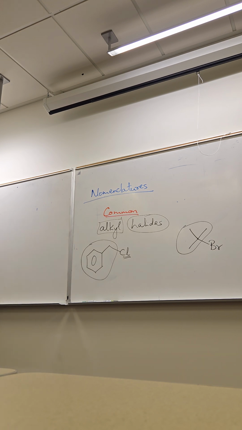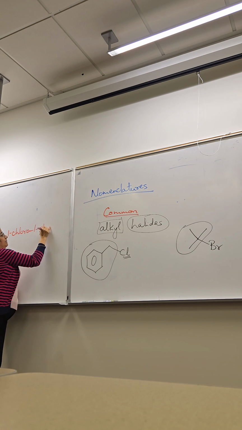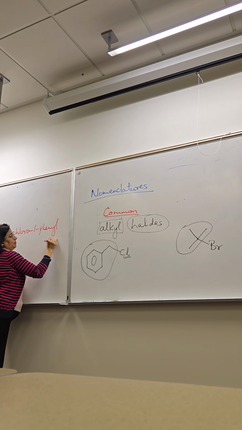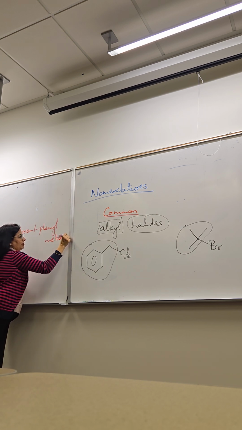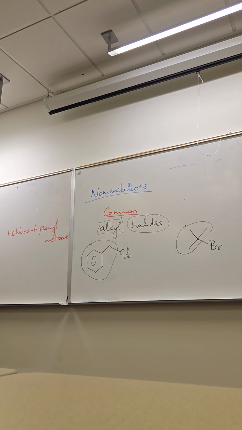So, what would be the IUPAC name for benzyl chloride? I'm ready. One phenyl. C comes before P. 1 chloro, 1 phenyl. Okay. Chloromethyl, right? Everybody?